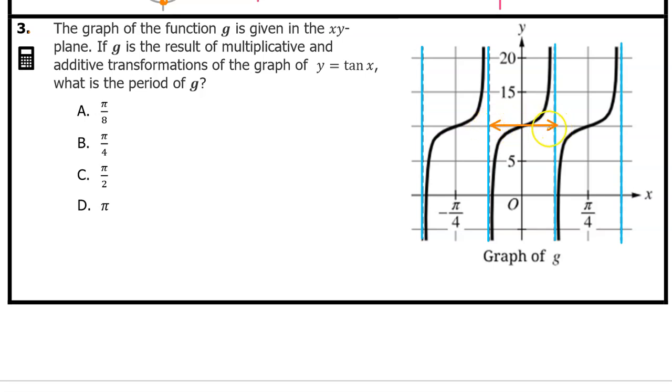consecutive vertical asymptotes. Another way to find the period of a tangent function is to find the distance between consecutive points of inflection. In this particular case, the second way will be the easiest because we have a point of inflection right at the origin, and the next point of inflection is at pi over 4. So we can easily see that the distance between points of inflection is pi over 4, so the period is pi over 4, and the answer is B.